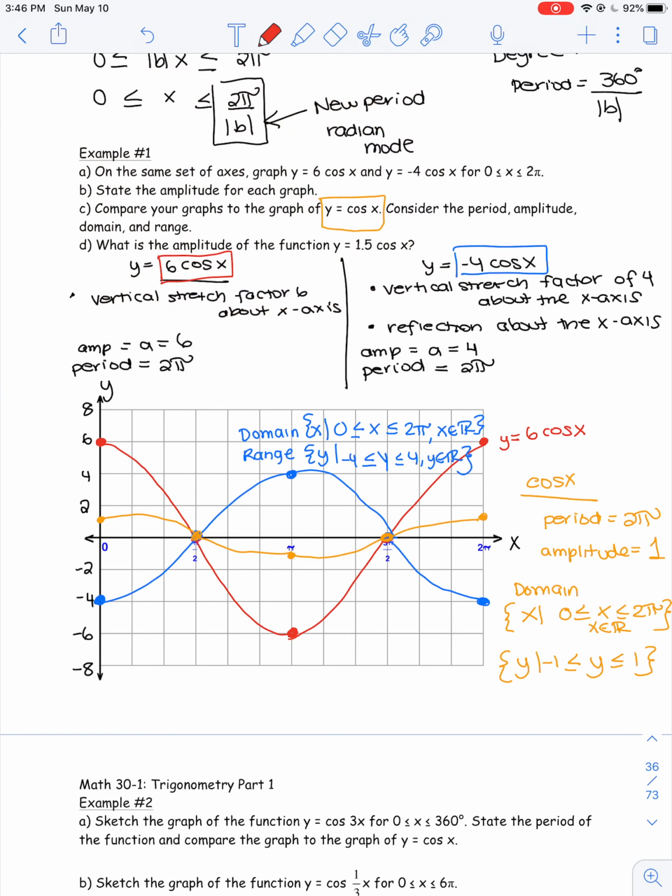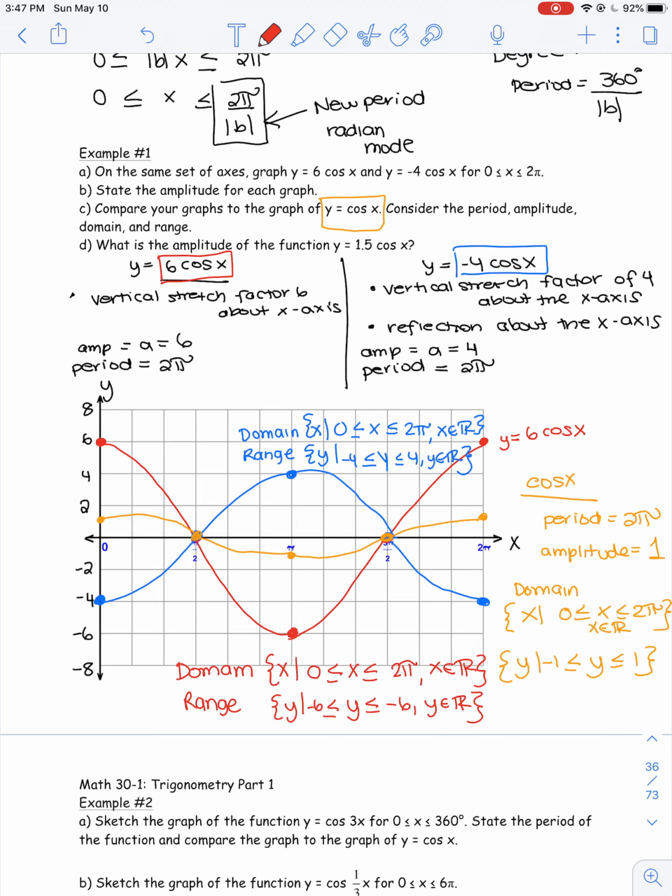And then our red one, which is the 6 cos of x, our domain is going to be x such that x is greater than or equal to 0, less than or equal to 2 pi, x ∈ R. And your range is going to be y such that y is greater than or equal to -6 and less than or equal to 6, y ∈ R. So this is just showing you that your vertical stretch affects your range.